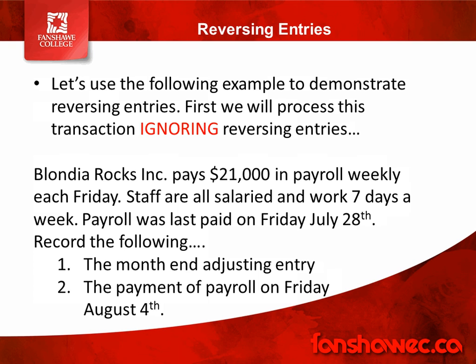So we're now at the end of July. We're at July 31st. I want to take a look at the month-end adjusting entry to record our accrual, because 3 days have passed, the 29th, the 30th, and the 31st. We need to accrue 3 days worth of payroll at the end of the month, so we'll do an adjustment for that. And then I also want to take a look at the payment of the next payroll on Friday, August 4th.